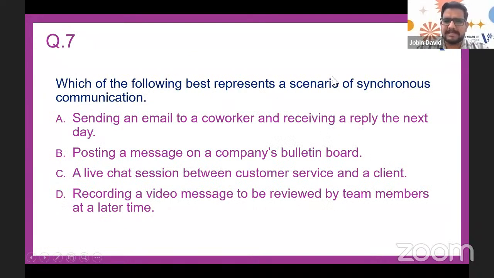Which of the following best represents a scenario of synchronous communication? First, you want to know what is synchronous communication. Then only we can go to the options. Sending an email to a coworker and receiving a reply the next day. Posting a message on a company's bulletin board. A live chat session between customer service and a client. Recording a video message to be reviewed by team members at a later time. So we have 4 options.